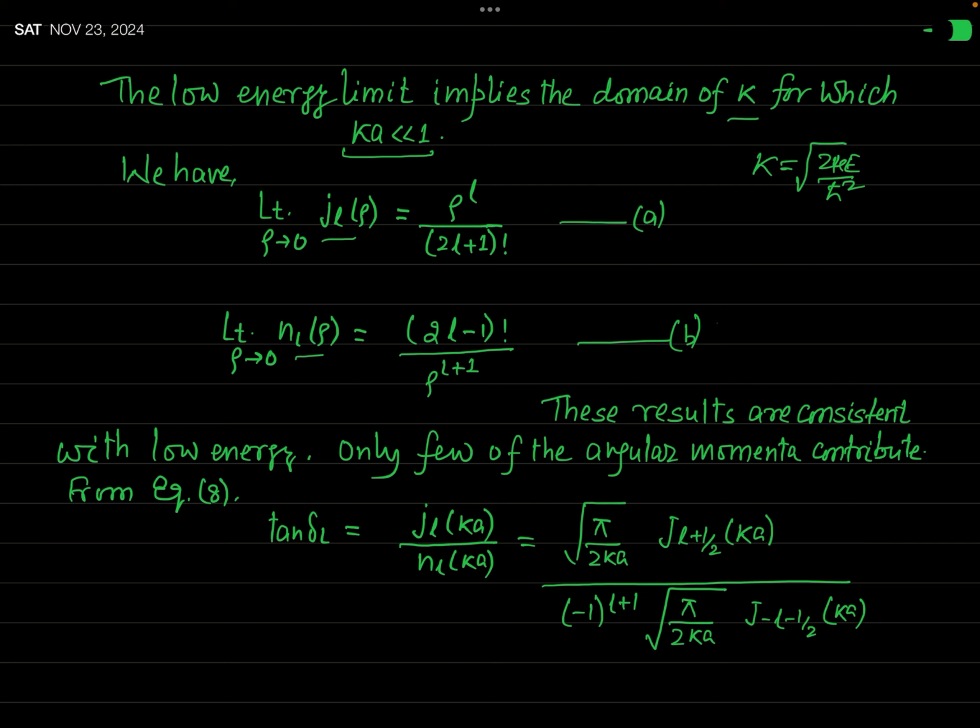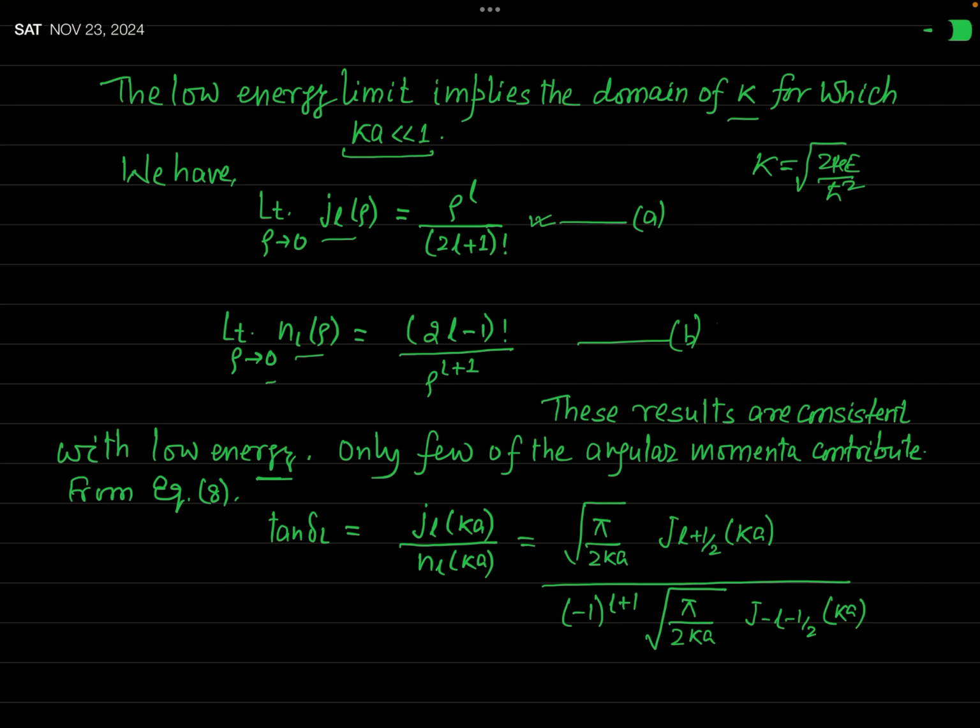And let us see, this result is: limit rho tends to 0 JL of rho equals rho to the power L over (2L plus 1) factorial, and limit rho tends to 0 NL of rho is (2L minus 1) factorial over rho to the power L plus 1. Actually, these results are consistent with low energy. When energy is low, only then these results are consistent.